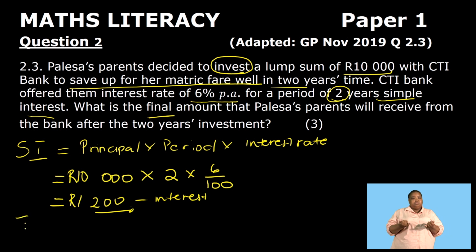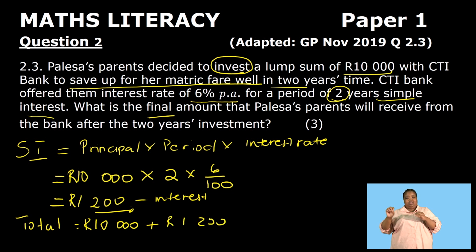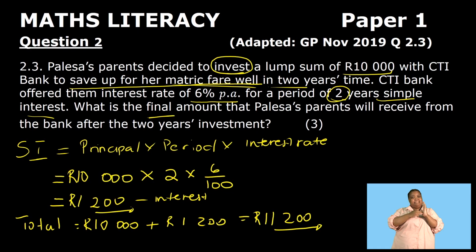So now we need to check the total amount that they will accumulate by the end of this investment. So you're going to say the total would be 10,000, the principal amount or initial value. Then we add 1,200, which is the interest they will accumulate. So in total, it means Palisa's parents will have 11,200 saved up for Palisa's matric farewell. Then let us continue. Next question.